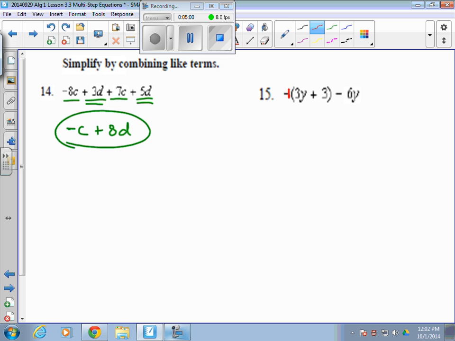You have a negative 1 outside of this parenthesis, so distribute it. Negative 1 times 3y is negative 3y. Negative 1 times 3 is minus 3, minus 6y. Again, combine your like terms. Negative 3y and negative 6y is negative 9y. Bring down the rest of it, minus 3.